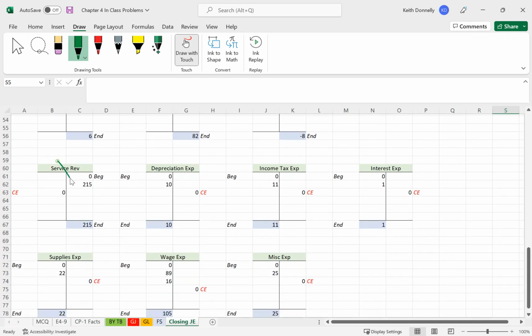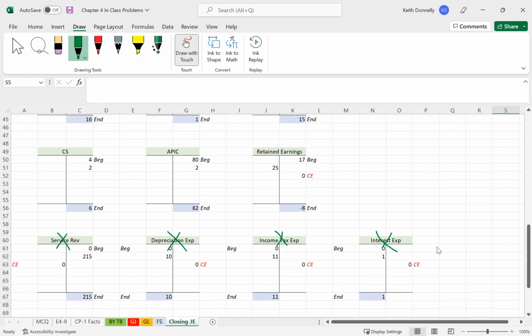We need to get rid of our revenues and our expenses. Right, we need to zero these all out, get them out to 0. And the reason we do that is we're going to close all of these out and put them into retained earnings, right?